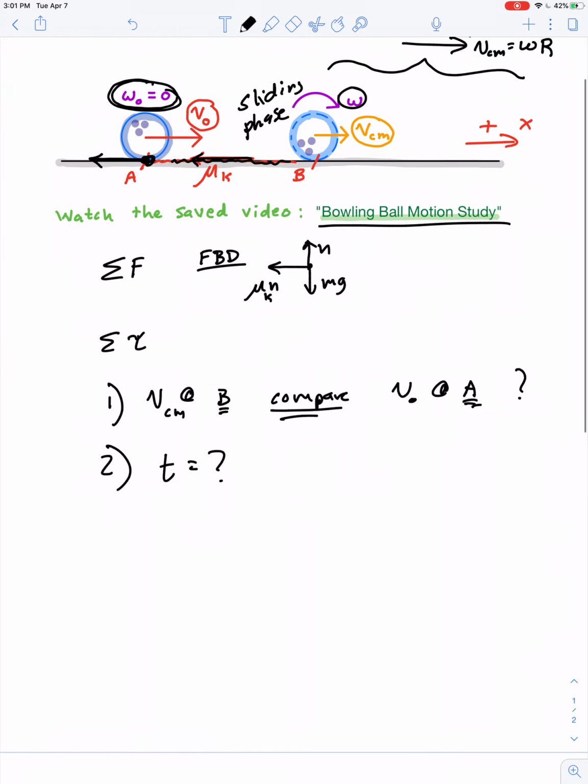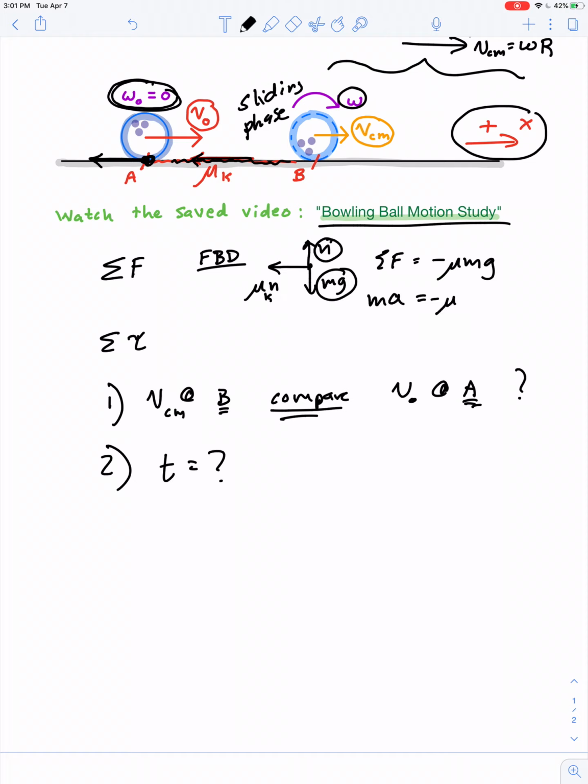Okay, so from this free body diagram, it looks like the net force is equal to, careful, using our frame of reference, the net force would be negative mu kinetic times normal force, but then again, normal force and mg are equal. So I'm going to say the net force is negative mu mg. So mass times acceleration is negative mu mg. We cancel out the m. And the acceleration as the ball moves from point A to point B is just equal to negative mu times g. So let's put that information on hold and make an investigation of net torque.